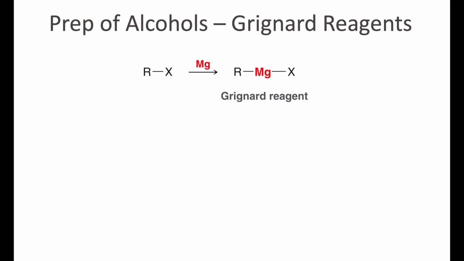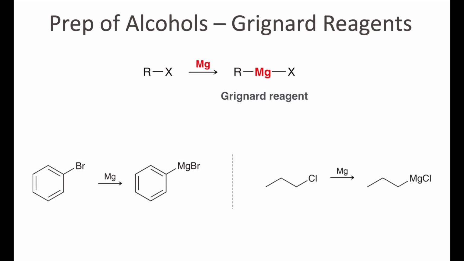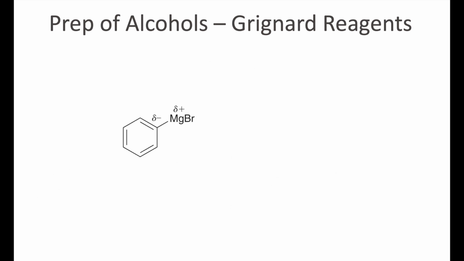For the Grignard reaction, you need a Grignard reagent. To make a Grignard reagent, you take an alkyl halide and react it with magnesium. So the Grignard reagent has the magnesium wedged between the alkyl group and the halogen. The most common Grignard reagent you will see is made from an alkyl bromide, for example here, but you can also do it with alkyl chlorides. Let's dive a little deeper into the Grignard reagent.